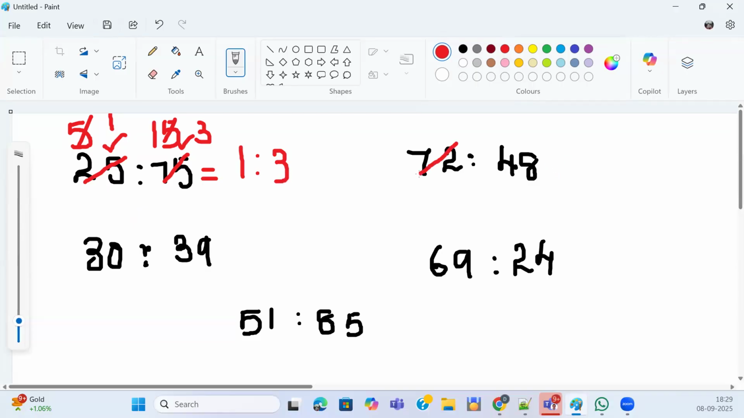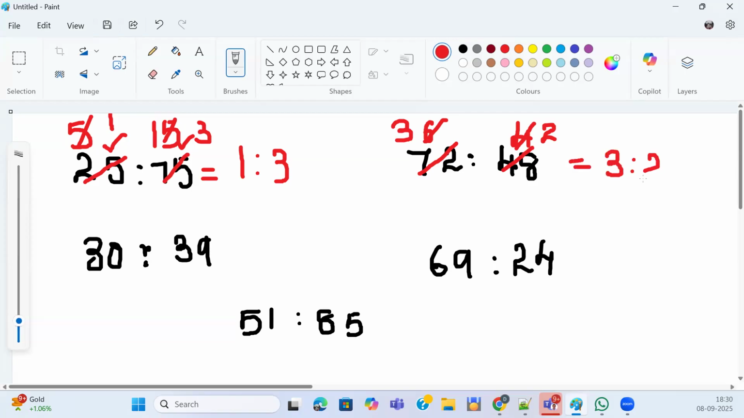Let's look into this problem. I'm sure you people know the 12 table, right? 12 fours are 48, 12 sixes are 72. So 3 is to 2. So the answer is 3 is to 2.